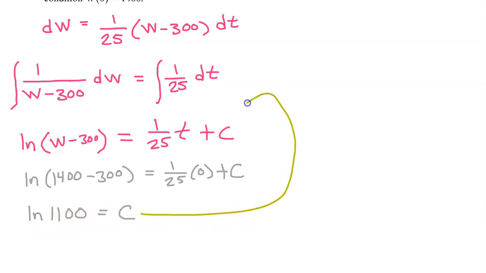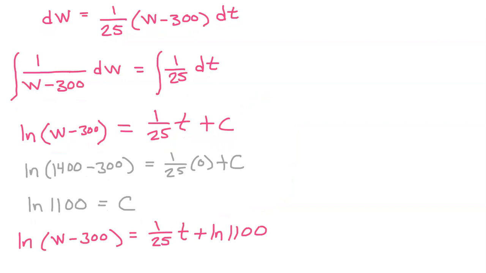Let's substitute this back into the equation right here. So far, we have this. We need to write the solution in the form W equals a function of t. So we need to get W by itself. We can make this natural log sort of go away by exponentiating both sides of the equation. In other words, we can drop a base e on both sides, making each side the exponent of the base e. Base e and natural log are inverse functions, so right here they will cancel each other out, leaving W minus 300 on the left.